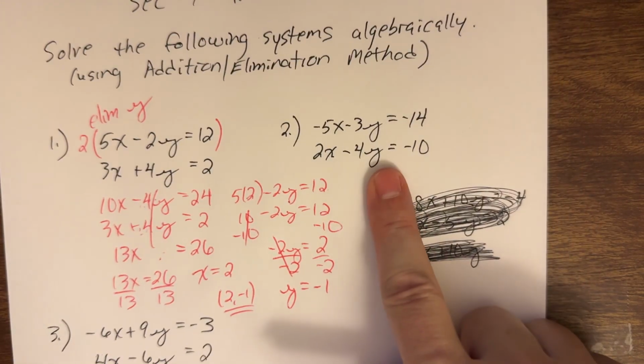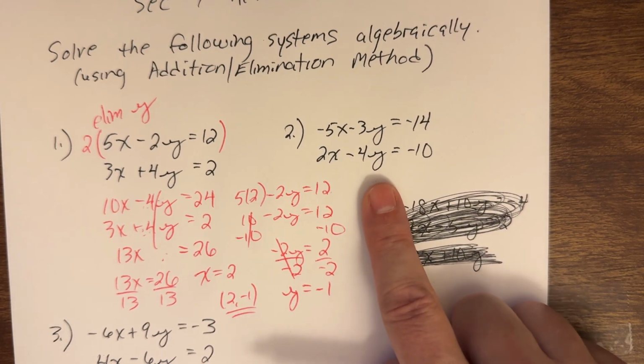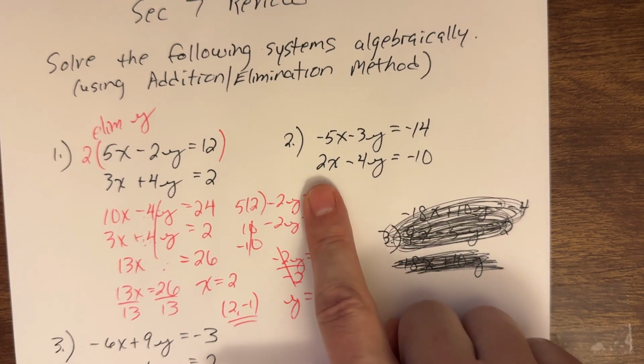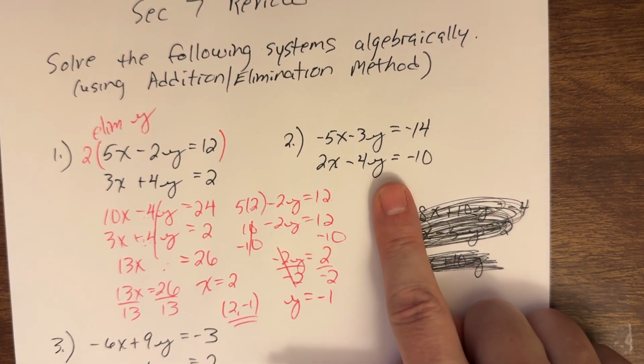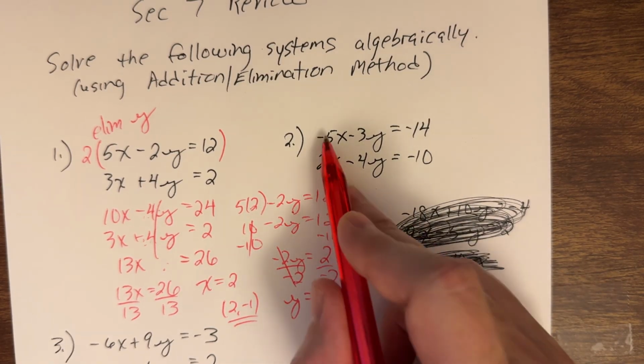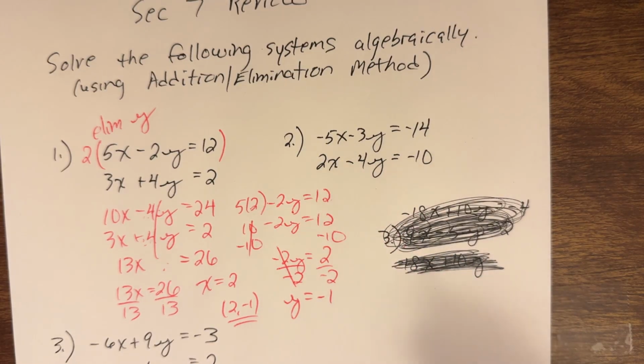Okay, now let's come over here, and I apologize, I scratched this off. So just up here, number 2. Now in number 2, I do that same initial move. Are x's or y's easier to eliminate? And I don't see either being easy. There's no quick way to make a 2 into a 5 or to make a 3 into a 4. So no matter what, I'm going to have to manipulate both equations.